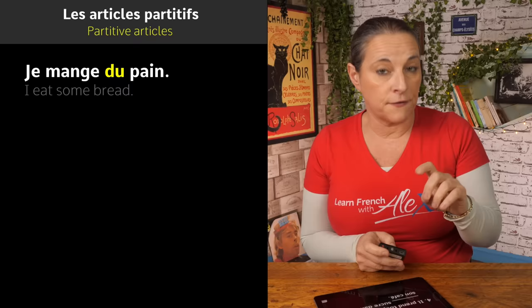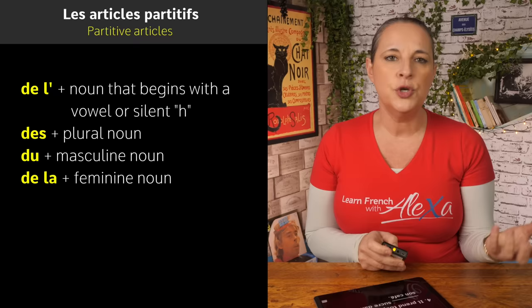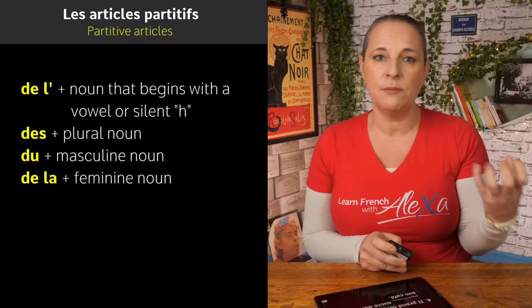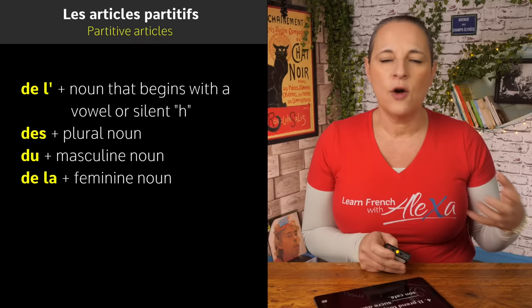In French, the partitive article changes depending on the gender and number of the noun that follows. For example, de l', with an apostrophe, when the noun that follows, whether feminine or masculine, begins with a vowel or a silent H. Or it could be des, referring to plural nouns. So des plus plural noun, okay? Du, we say du for some when it refers to a masculine noun. Or de la, when it refers to a feminine noun.